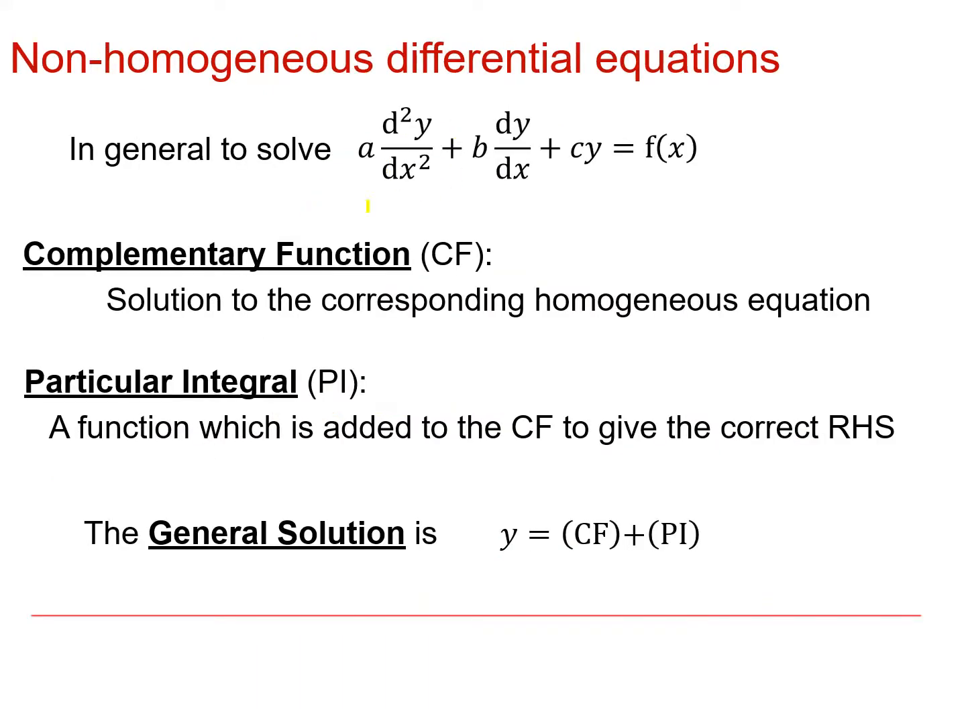So in general, if we're solving a non-homogeneous second order differential equation like this, the first thing we do is find the complementary function, CF, and that's using the auxiliary equation just as we have in previous videos. We then need to add in the particular integral, which is a function which is determined by what we need for the right-hand side in the differential equation. We're going to look at how we do that in the next couple of videos, and then the general solution becomes the complementary function plus the particular integral.